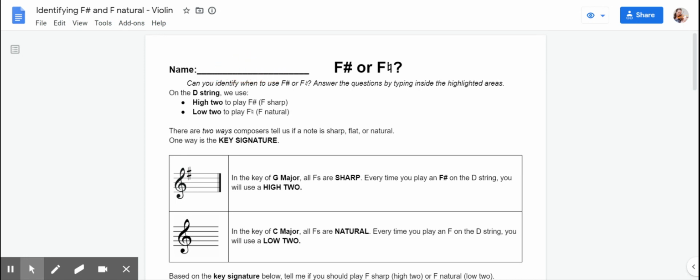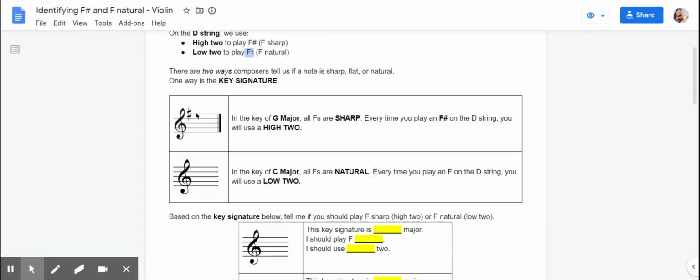Thank you. Now, when we are figuring out if we're going to use high two or low two, we have to check on our key signature. If you look right here on these bullet points, if there is an F sharp in the key signature, we're going to use high two. But if there is no F sharp, then we are going to assume that we need to play F natural, which would make it a low two.